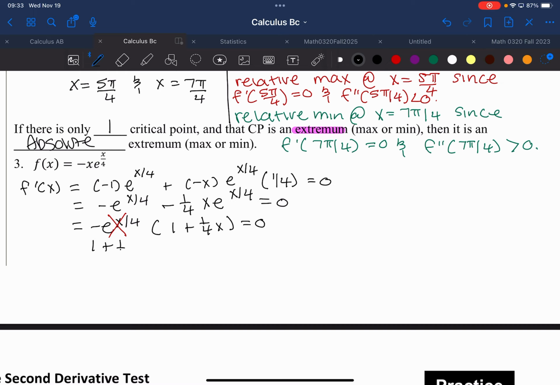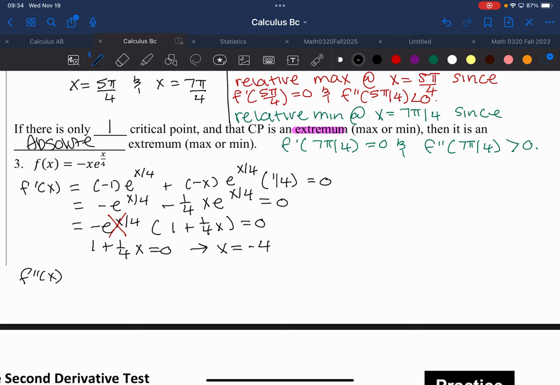So 1 plus 1/4 x equals 0 implies that x is equal to negative 4. So I subtracted 1 to the other side and then multiplied both sides by 4 to get rid of that fraction. So x is equal to negative 4. Then I'm going to take my second derivative. So notice here I only got one critical point, and that is that x equals negative 4.